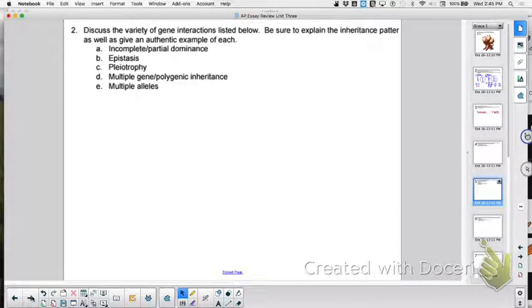Remember what pleiotropy is? Isn't it when one gene can affect multiple traits? Yes, it is. Very well done. That could be seen with sickle cell disease. You could look at Down syndrome and all the different characteristics of somebody who has Down syndrome. Multiple gene or polygenic inheritance. What is that? We just did one of those, but what is that?